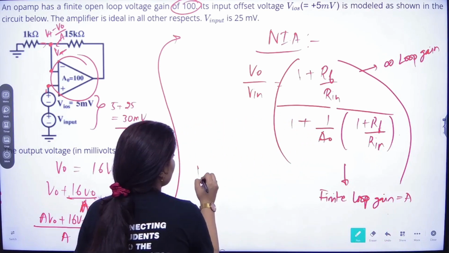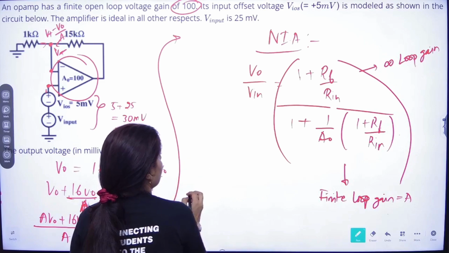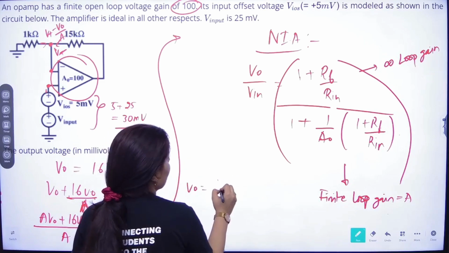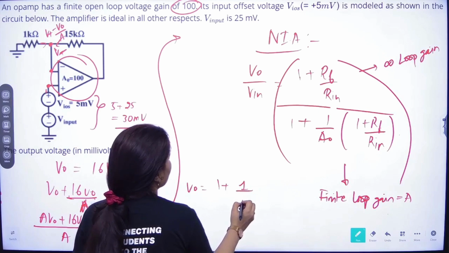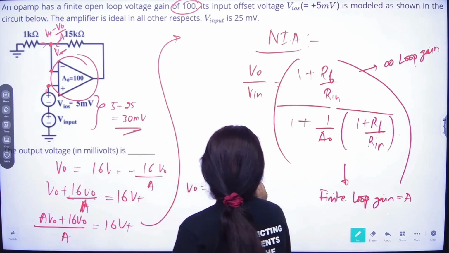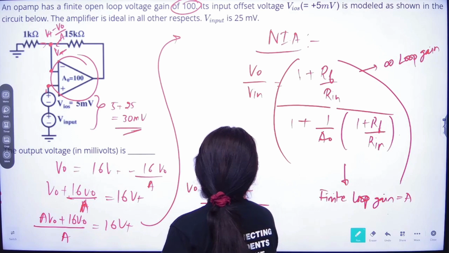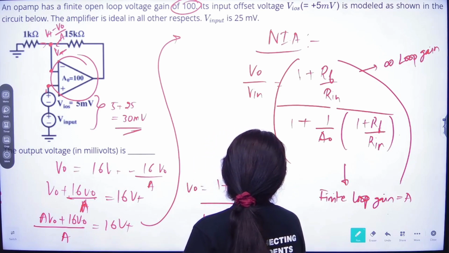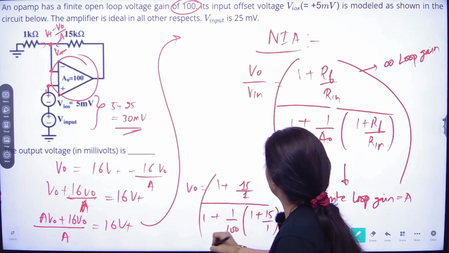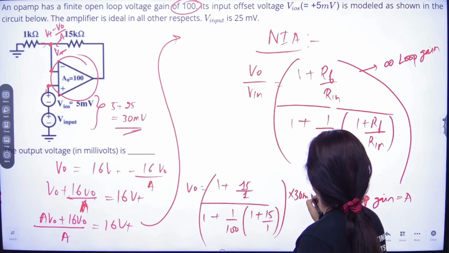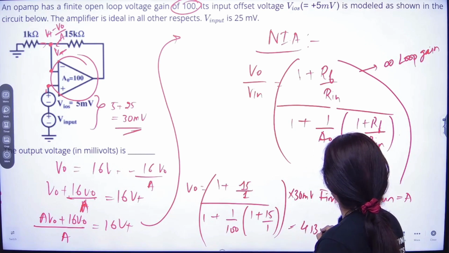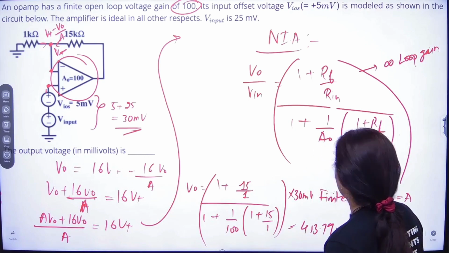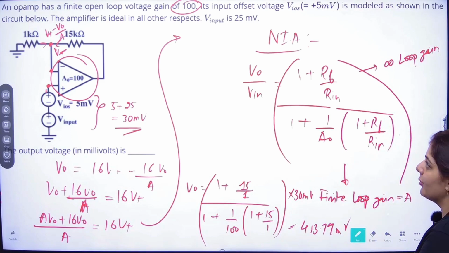If we directly put in the values, that will be 1 plus RF by RN, where RF is 15, so 15 by 1, divided by 1 plus 1 by 100 times 1 plus 15 by 1, into 30 millivolt. This will also come out to be something like 413.79 millivolt, similar to the previous case. If you directly put it into the formula, that will be your final result.